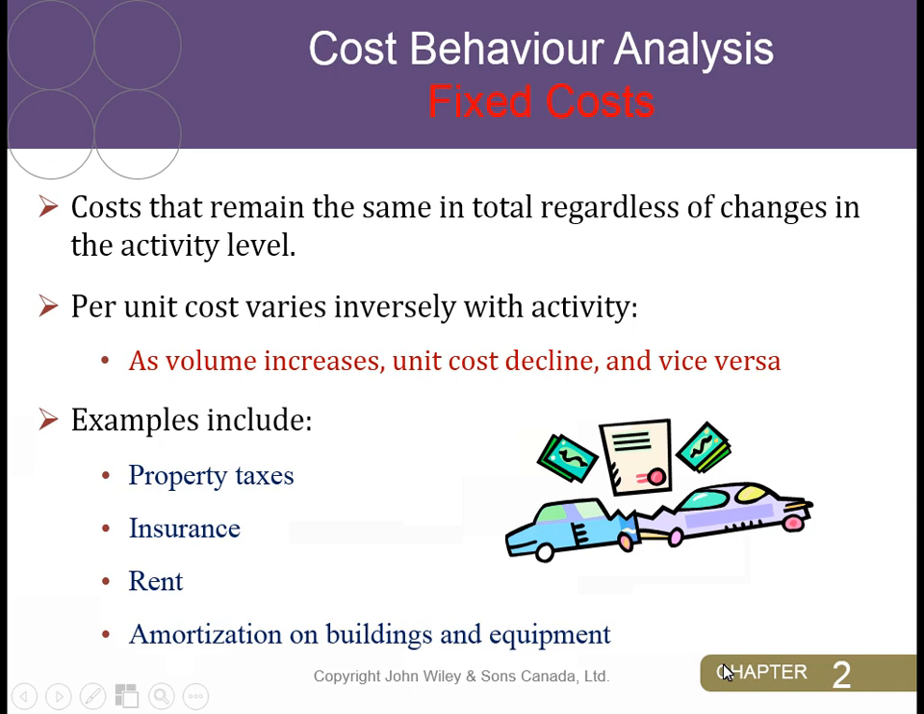So we pay $5,000 per month for rent. Regardless of how much we make, that's what we pay. It's fixed. In total, it doesn't change. But let's say we make 1,000 units. Well, I take my $5,000 rent, I divide it by 1,000 units, and now my fixed cost per unit is $5. But what happens if we only make 500 units?